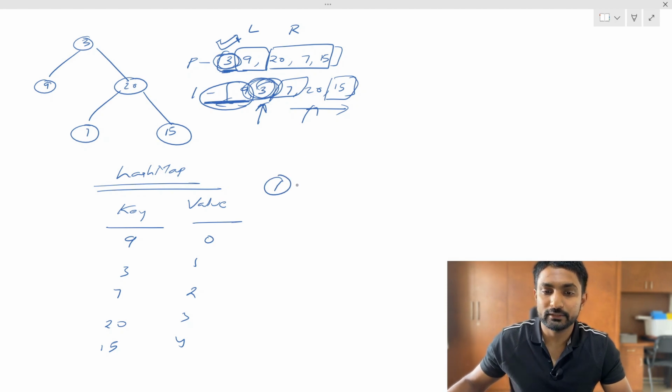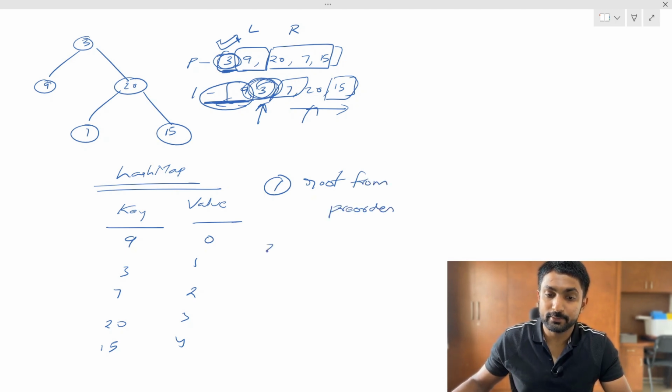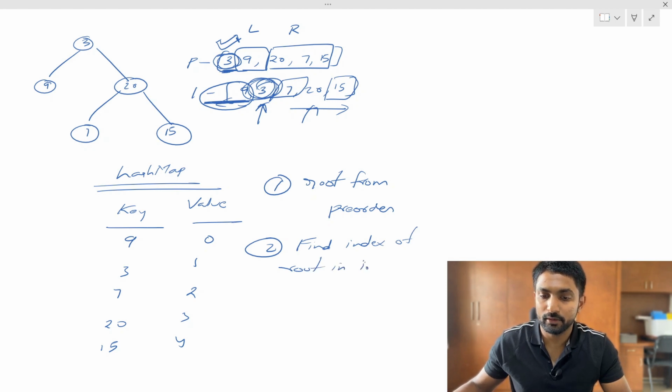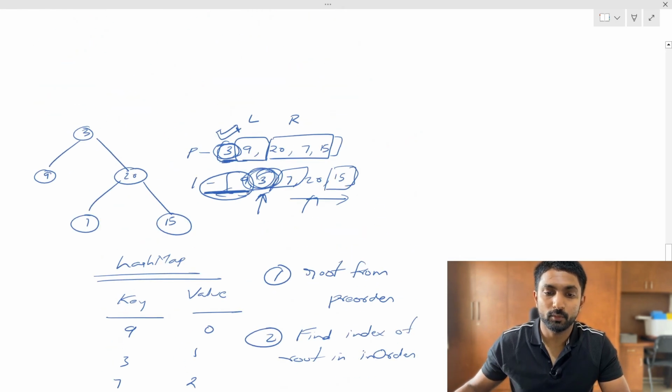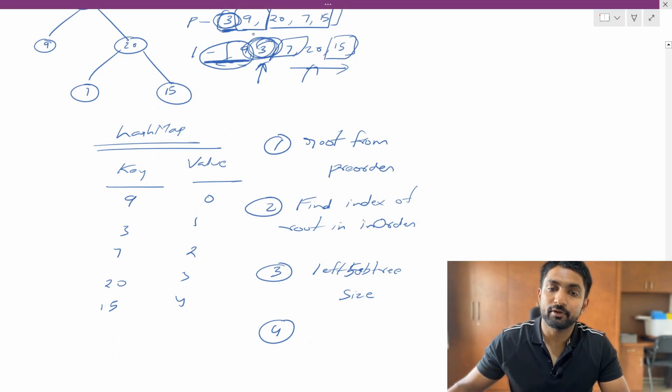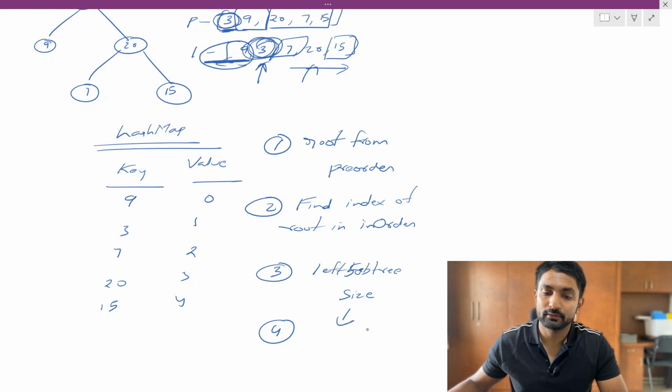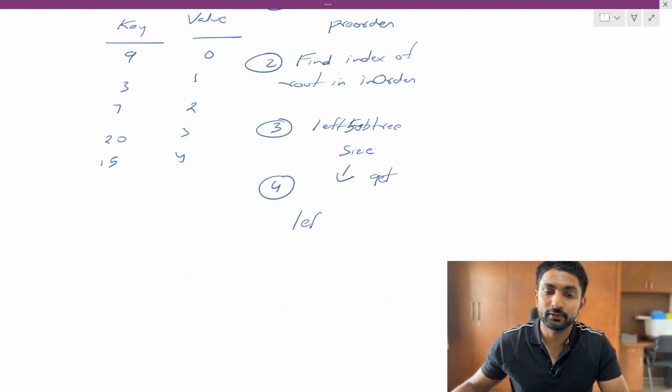The first step is we take the root from pre-order. The second step is to find the index of the root in inorder, right? The third step is we have to find the left subtree size, and taking that, we take the subarray with the size we got from here, so we get the left and right subtrees accordingly.